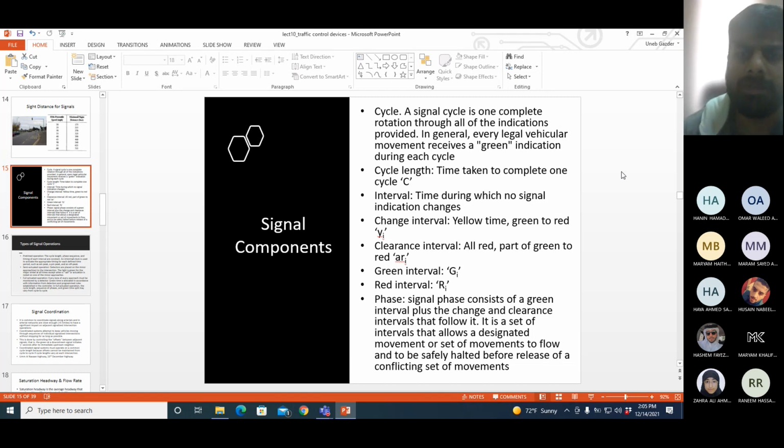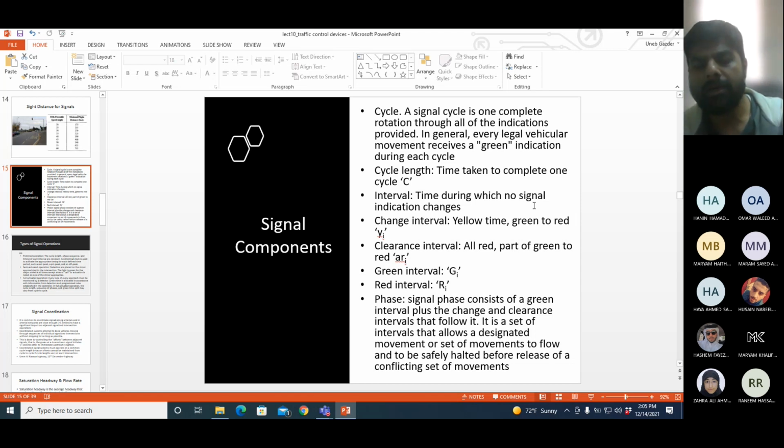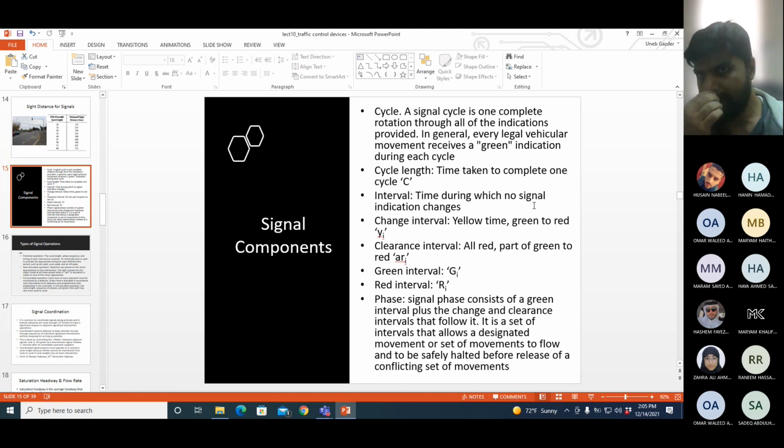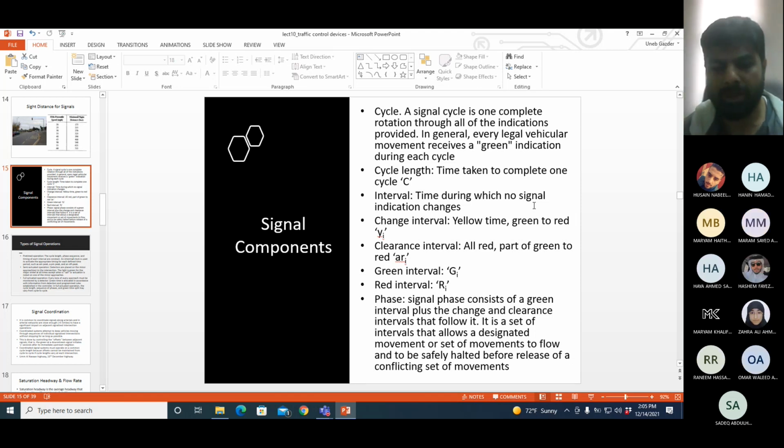And then we have the term interval. What is an interval? Interval is the part of the cycle where the signal indication remains the same. So the signal became green and it remained green for 20 seconds. This 20 seconds is one interval. Then after green it became yellow for 3 seconds. Those 3 seconds are the next interval, and so on and so forth. So whenever the signal shows a particular indication, the amount of time for which that indication is on is one interval.